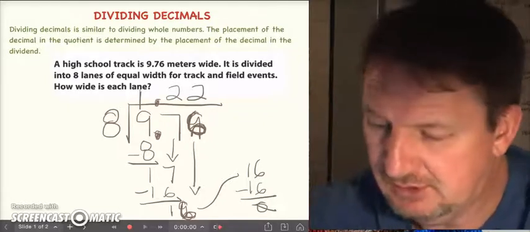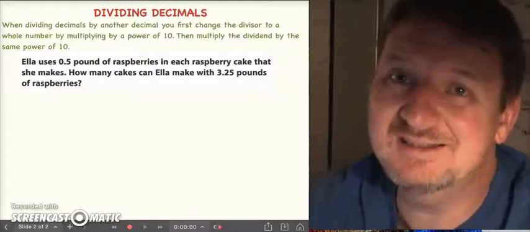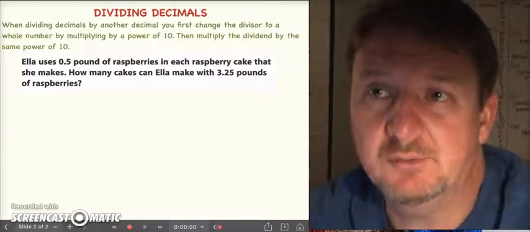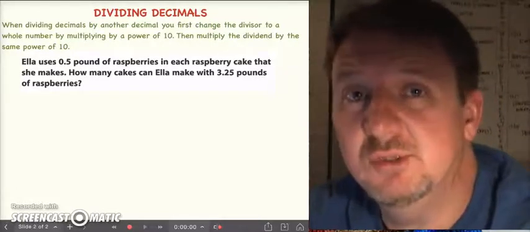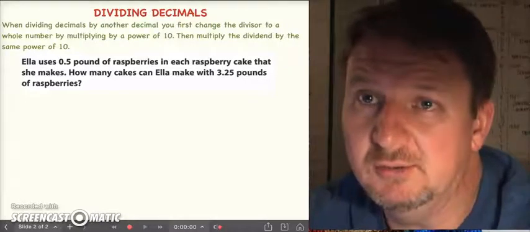Alright, so let's look at another problem. Now that's dividing by a whole number, when you don't have a decimal in the divisor. But you're going to be faced with situations where you have a decimal in the divisor, and what do you do at that point?